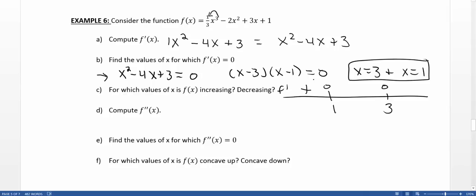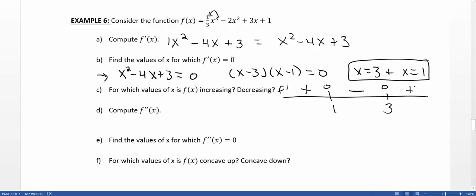If we pick a number between 1 and 3, say 2, and plug it into the first derivative, 2 squared is 4, minus 4 times 2. 4 times 2 is 8, so 4 minus 8 is negative 4, plus 3 gives me negative 1. So between 1 and 3, my first derivative is negative. And finally, for something bigger than 3, we can pick 4. 4 squared is 16, minus 4 times 4, another 16, gives me 0, plus 3 is something positive.